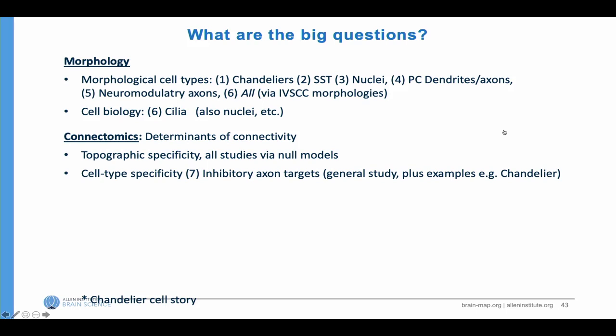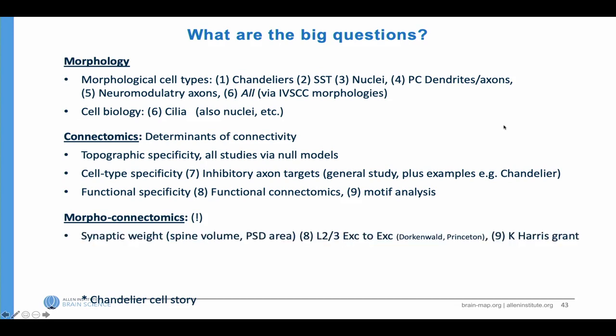Again, I'm calling out the first study of all the inhibitory axons onto various targets, but this is a huge category that we're really working through. And then there's morphoconnectomics, which is, for lack of a better word, anatomics. Synaptic weight: the first question people ever ask is, what is synaptic weight? There are classic measures of that, such as spine volume and postsynaptic density area. There's a lovely study by Sven Dorkenwald and the gang with Princeton on that really feeds into learning rules and computation. It's a really exciting study about synaptic weight.